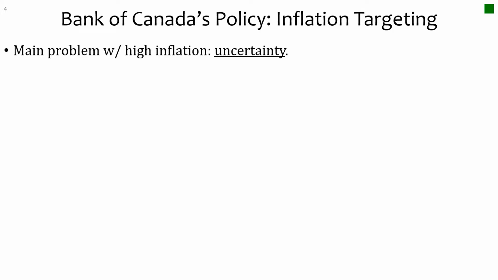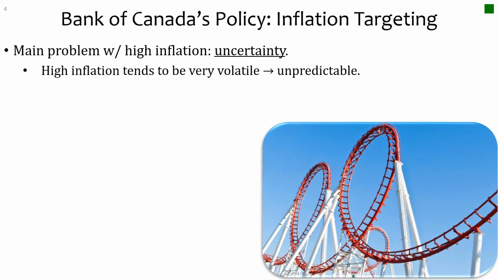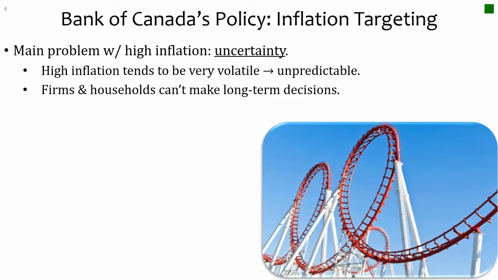All right. Now, what is the main problem with inflation? The main problem with inflation is uncertainty. It creates instability, and we don't like that. So, in and of itself, uncertainty is undesirable. It reduces our well-being. And high inflation tends to be very volatile, which means unpredictable, right? So, if the inflation rate is very high, it also changes a lot, and people cannot make decisions about the future. Firms and households cannot make long-term decisions because of inflation. So we really want to get rid of inflation.